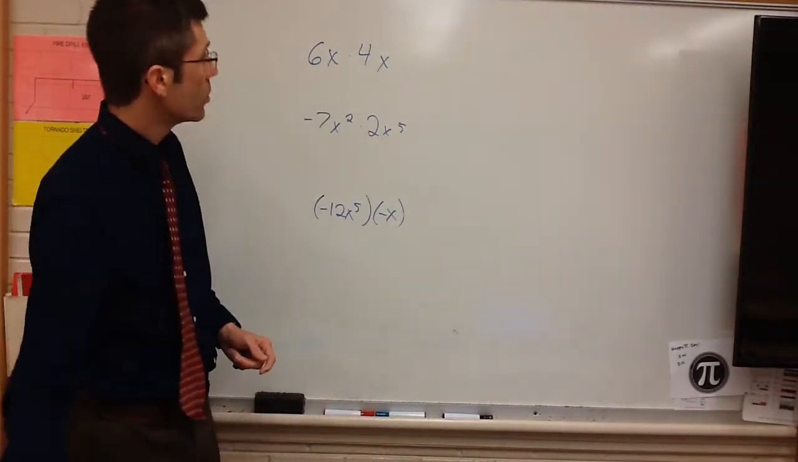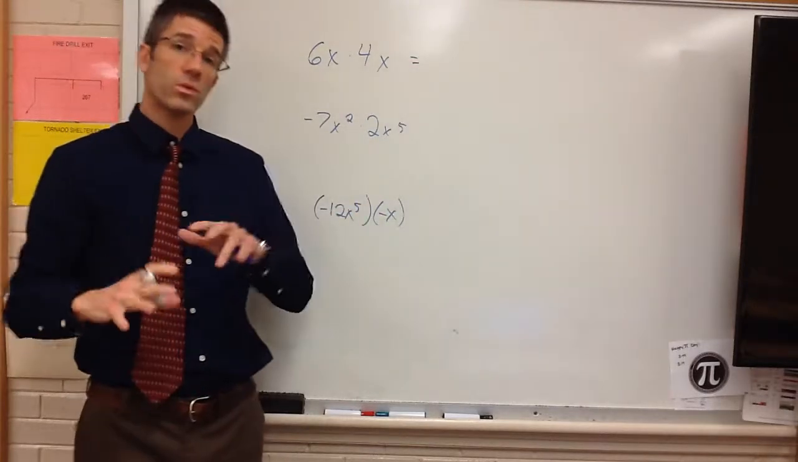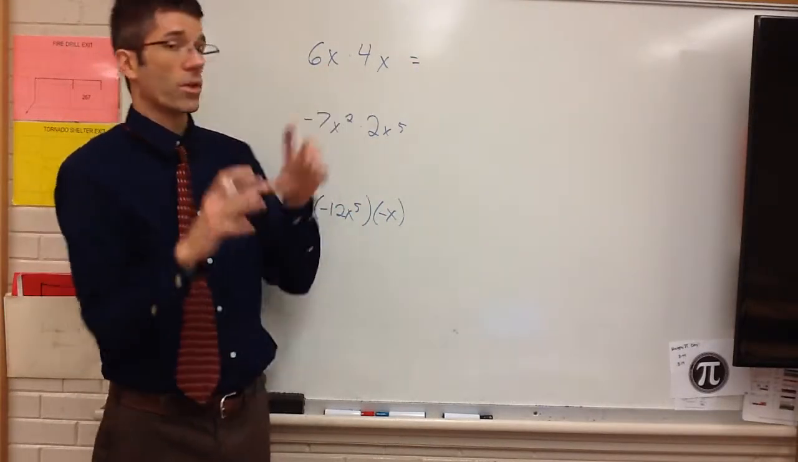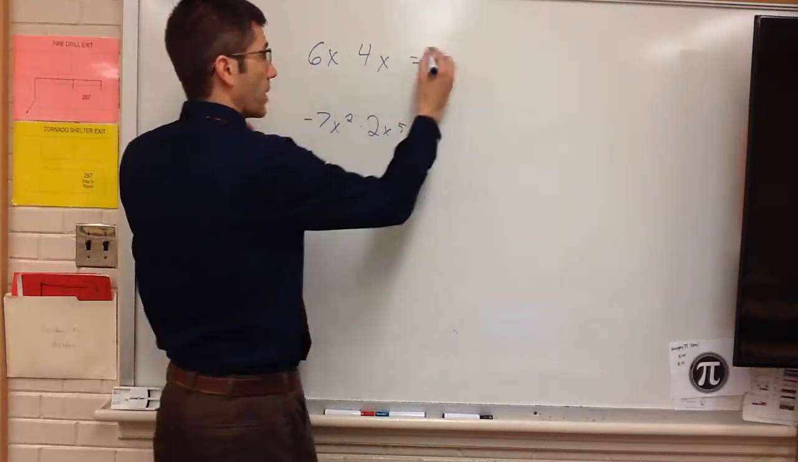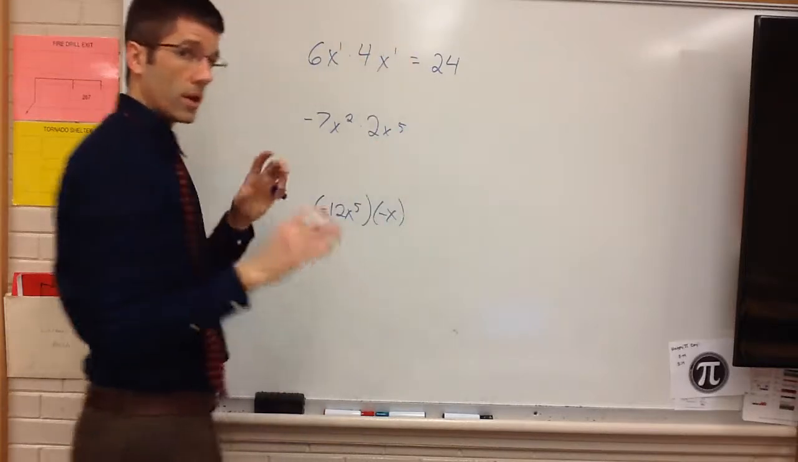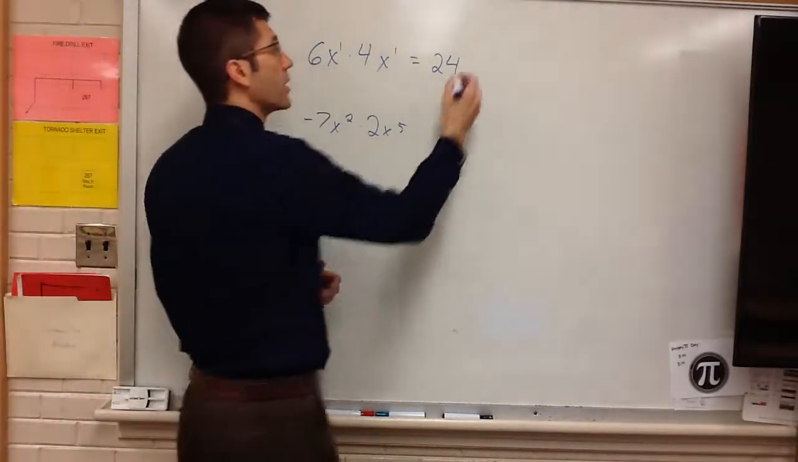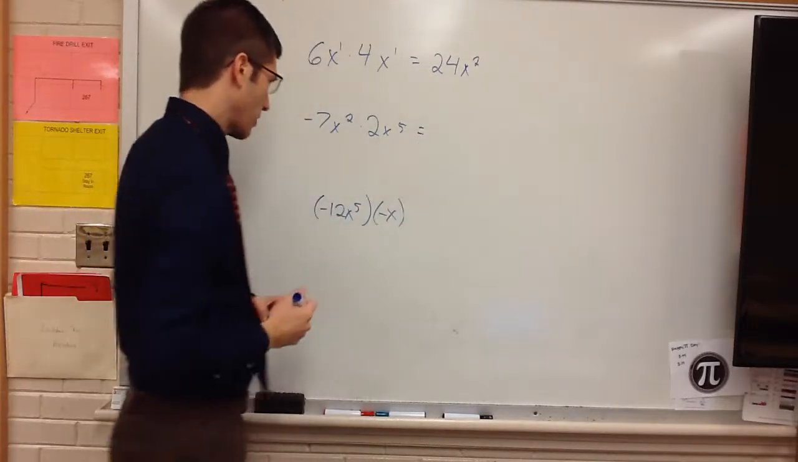So what we're going to do is multiply these together. And when we do, let's remember some of the rules that we had. We have a 6 and a 4. Those are the coefficients. And we are technically multiplying, so let's truly multiply. 24. And then x to the, well, 1 and 1, understood ones, and we'll add those together. So it's 24x squared. Okay, let's keep going.